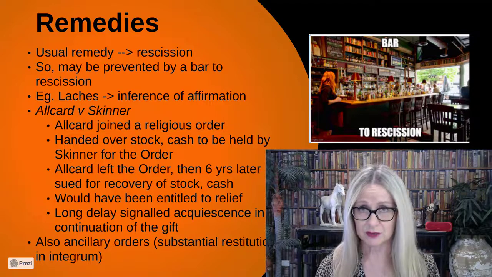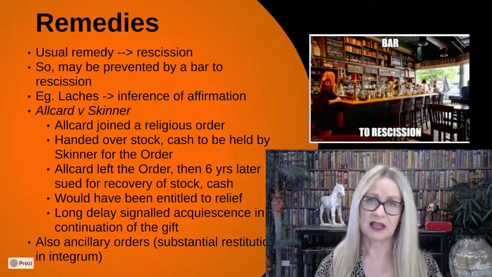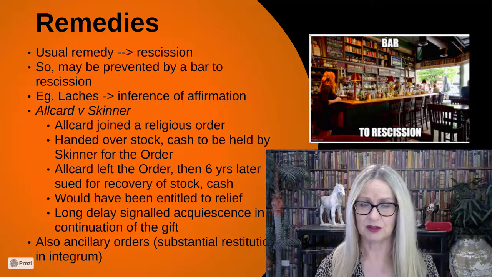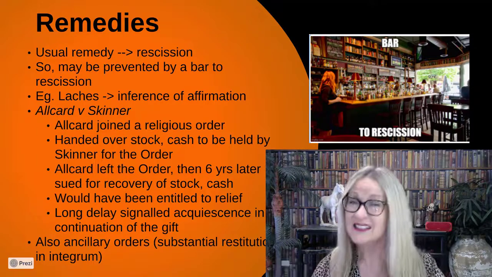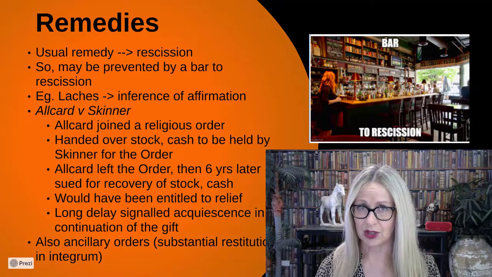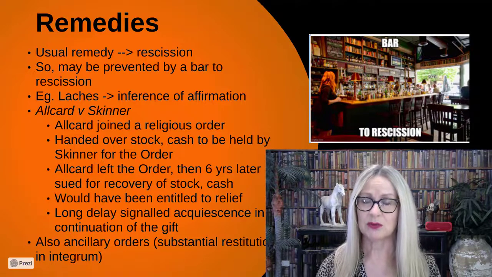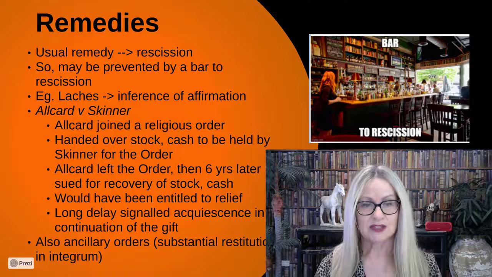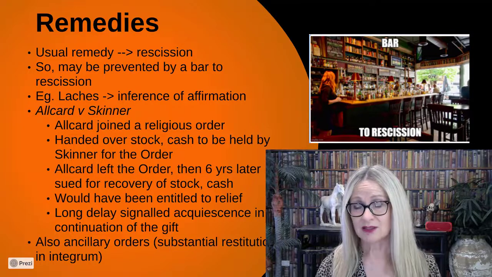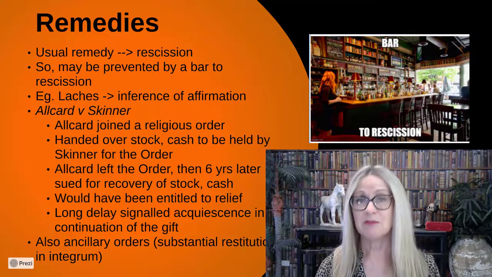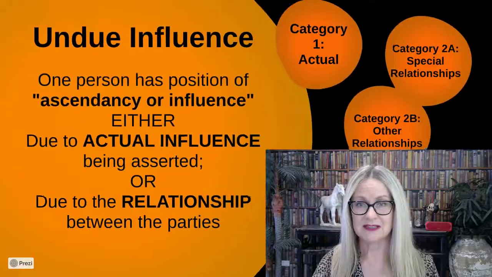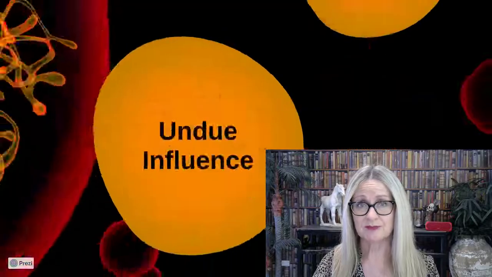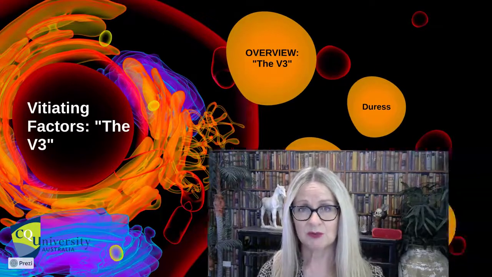Another religious influence case. Lady gave pretty much her major assets over to a religious order and then left the order 6 years later, sought to recover what she'd given over. Unfortunately, it was too late. So you might also seek ancillary orders, restitutio, getting back what you've given across. So there are your remedies in terms of undue influence. And that is undue influence.